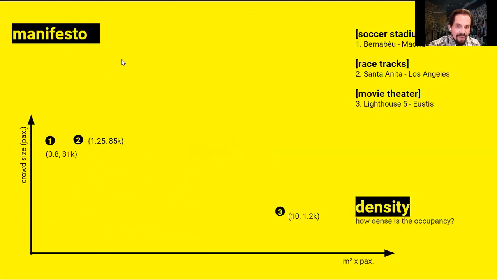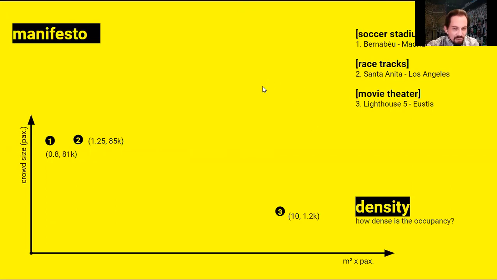Finally, we can compare crowd size versus density, meaning how tightly packed will people be in the building. At a quick glance, we can see how the soccer stadium and the racetracks fall closer together, whereas a drive-in movie theater has a considerably higher area per person. Assuming a couple of people per parking space, the comfort level of the movie theater does not compare to that of the other 2.